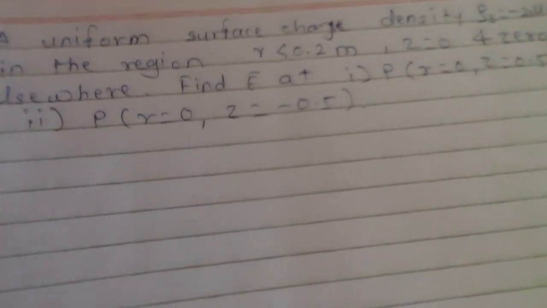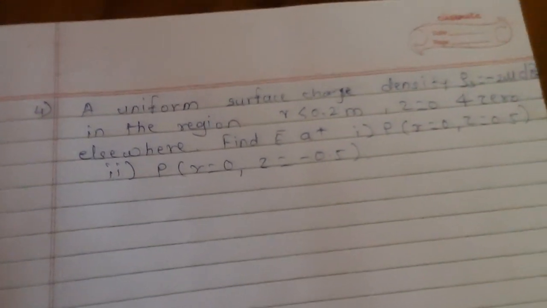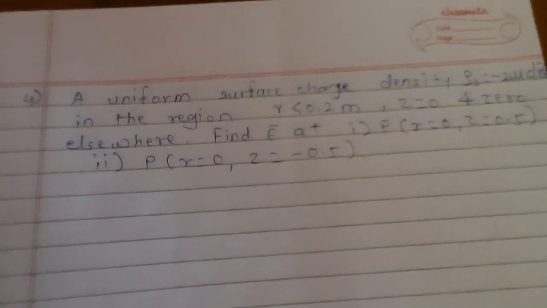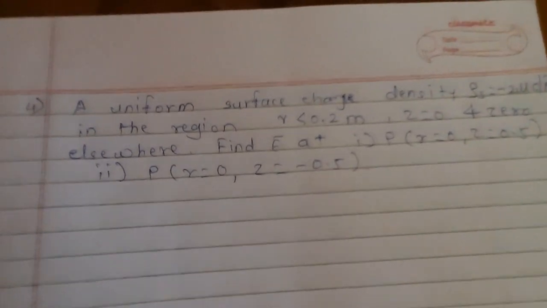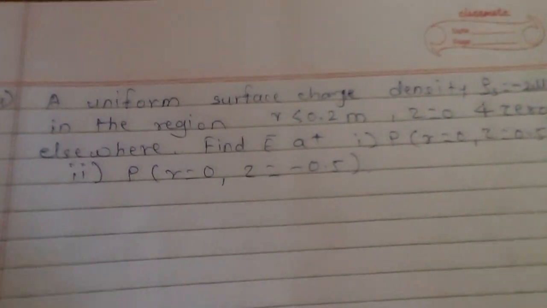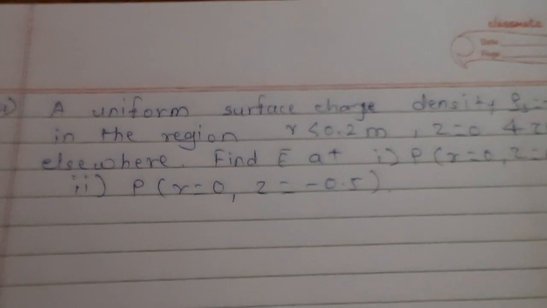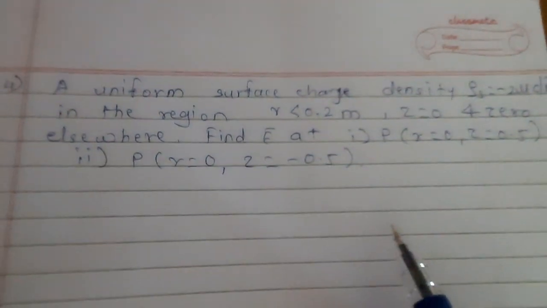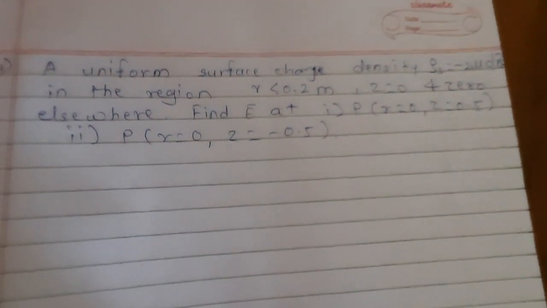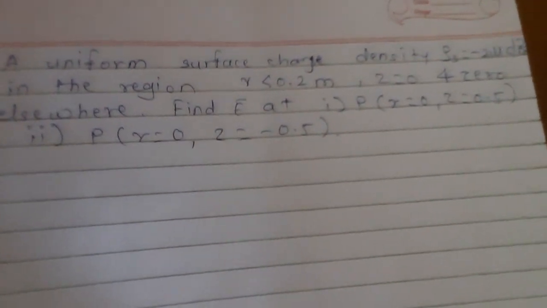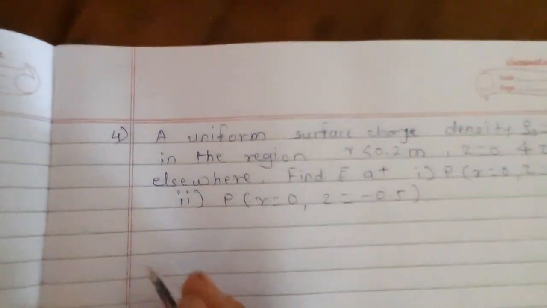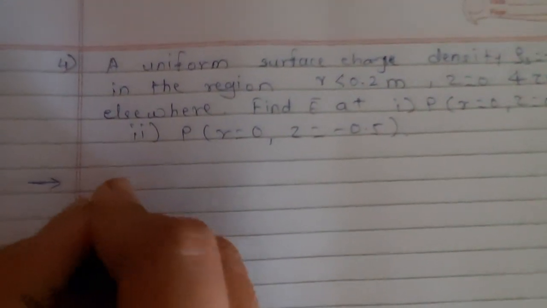Next problem. A uniform surface charge density rho s is 2 microcoulomb per meter square in the region r less than 0.2 meter and z is equal to 0, and 0 elsewhere. So find E bar at P, having r is equal to 0 and z is equal to 0.5, and second, P with r is equal to 0 and z is equal to minus 0.5. So first we consider the first case.